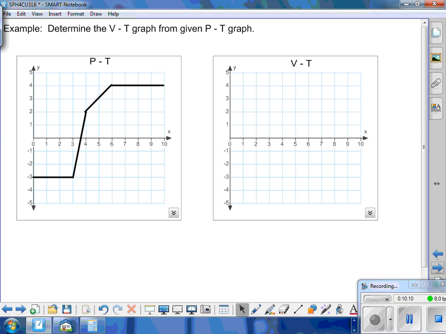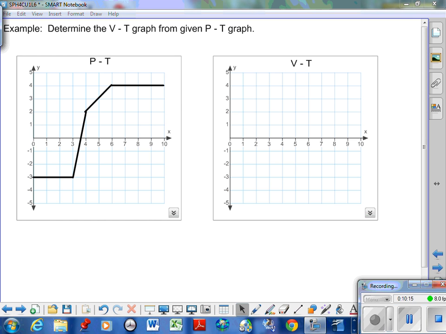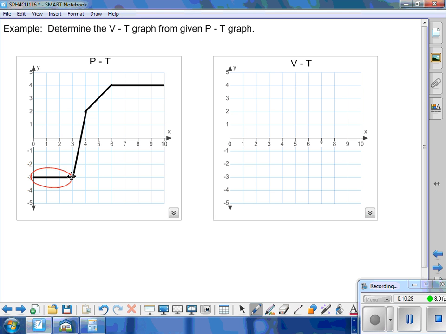So the next example, we want to find the VT graph from the given PT graph. That's just what we just did. So the first thing I would do is identify any places where I'm not moving, because those are the easy ones. Standing still, standing still. If I'm standing still, I have no velocity. So for the first 3 seconds, I have no velocity. So again, you can exaggerate that line. And for 6 to 10 seconds, I'm not moving. Also 0 velocity. There we have it.